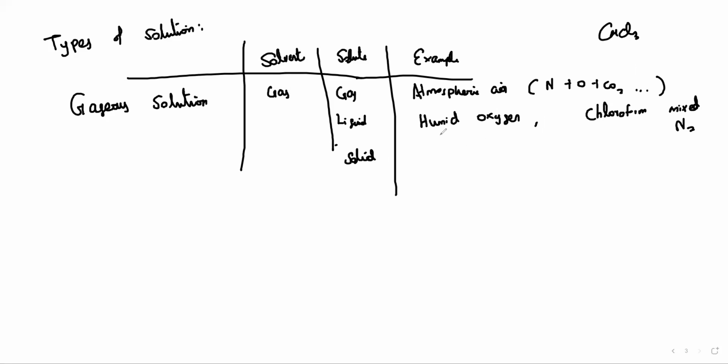Now, water vapor. Mostly water will be in steam form only. So it is an example for gas and gas only, because water will be in the form of steam. So we cannot say water vapor is an example for liquid in gaseous solution. Okay.